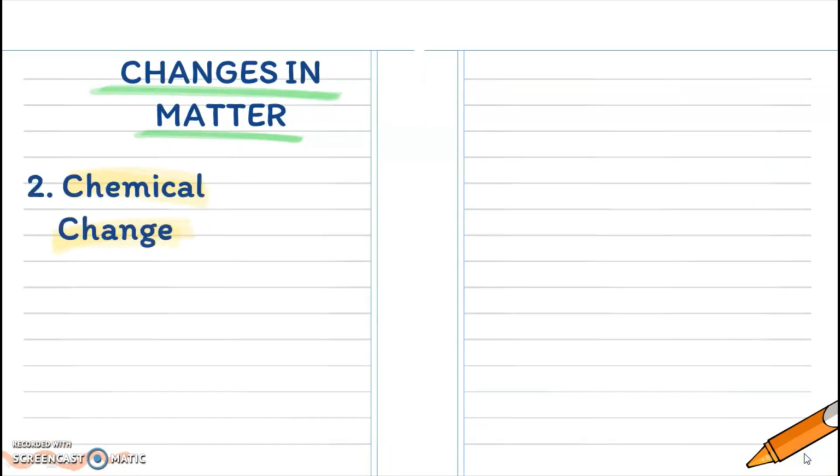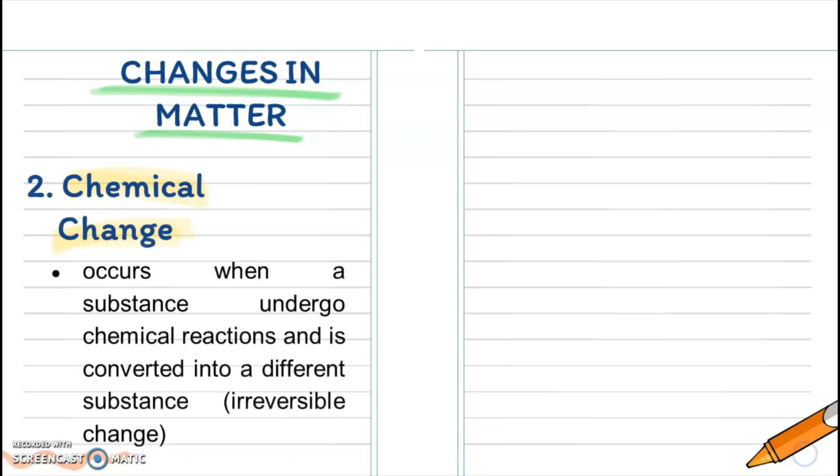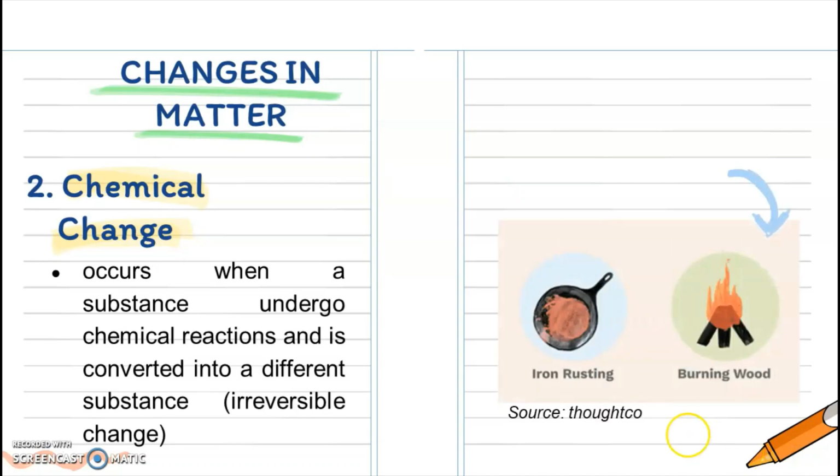The next one is chemical change. It occurs when a substance undergoes chemical reactions and is converted into a different substance. An example is iron rusting.